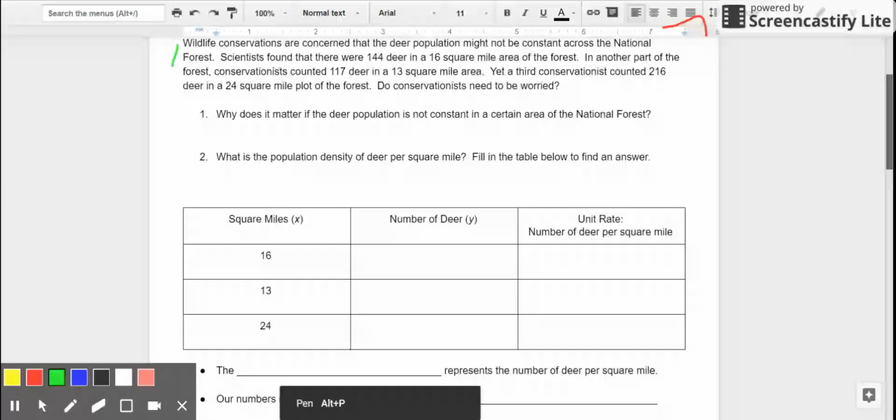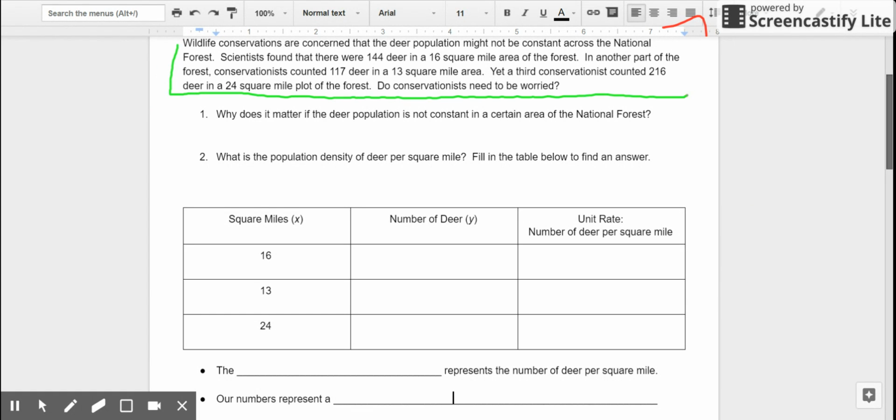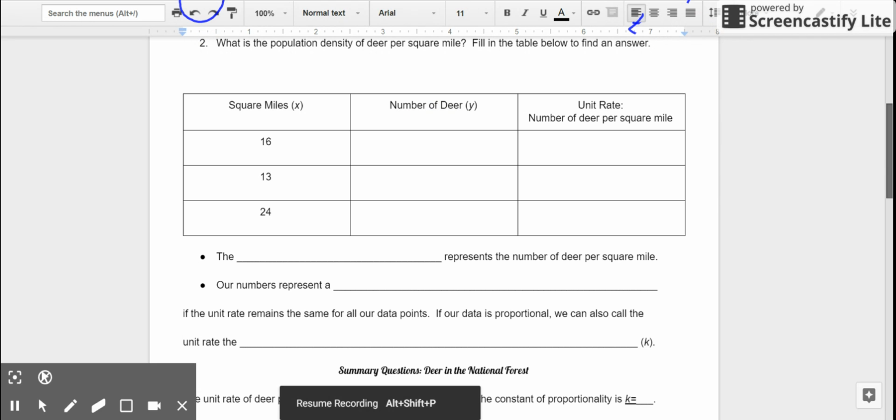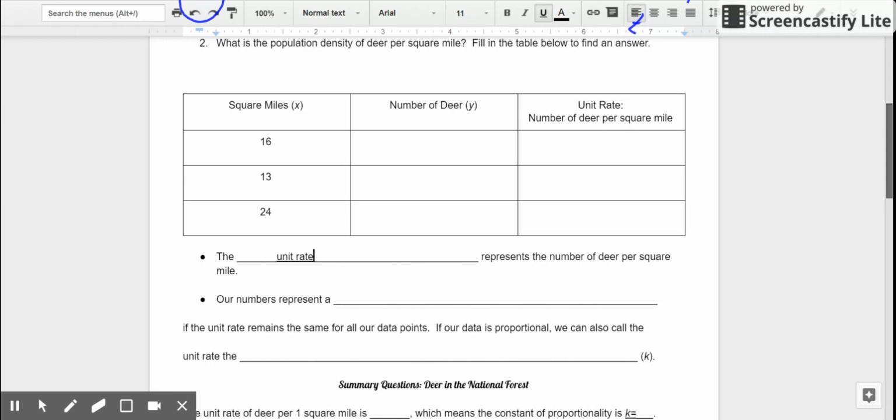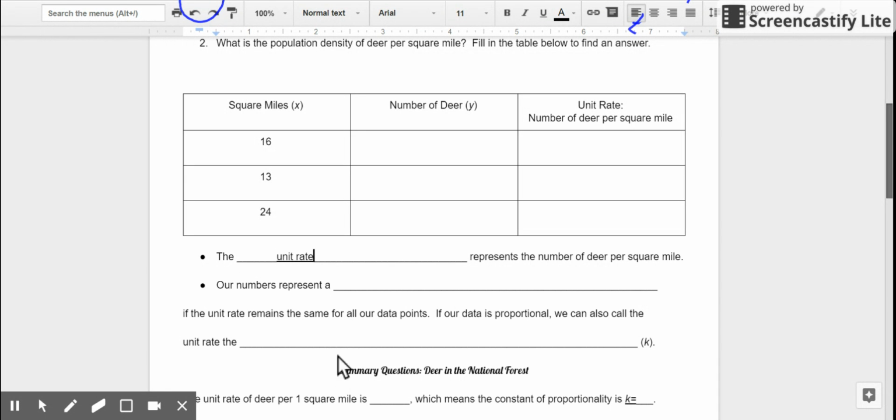You'll need to use the information from this paragraph to fill in your table. I'm not going to help you fill in the table because you can fill that out on your own. Let's fill out the vocabulary together. The blank represents the number of deer per square mile. This is a term you should have heard last year in 6th grade accelerated math. The unit rate represents the number of deer per square mile.